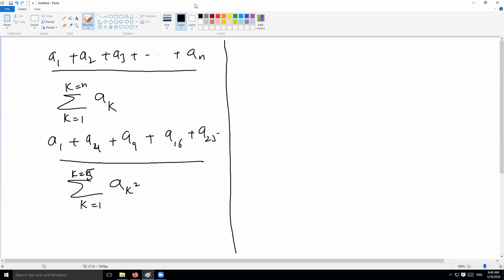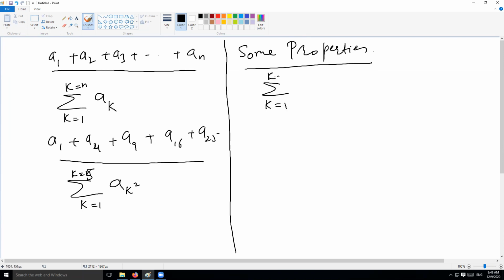Now I would like to come to some properties of the summation notation. First, I have a sum that starts from K equal to 1 and goes up to K equal to n, and I have a constant C multiplied with AK. So when you expand this, what are you going to get? What would be the explicit expression that I must write on the other side?